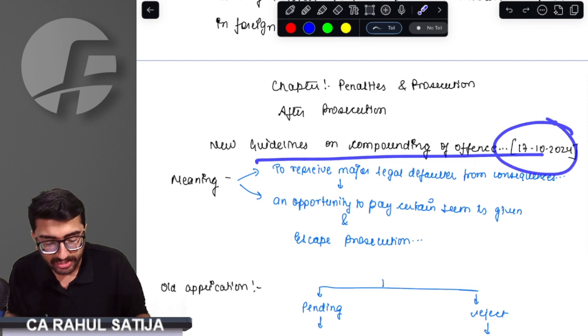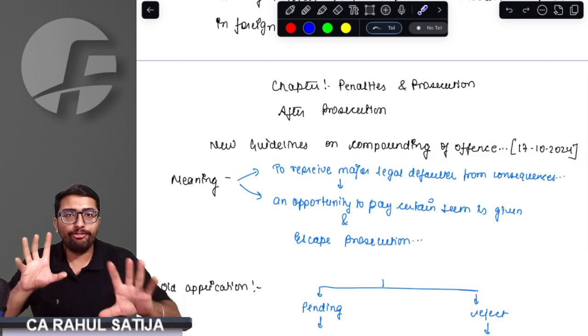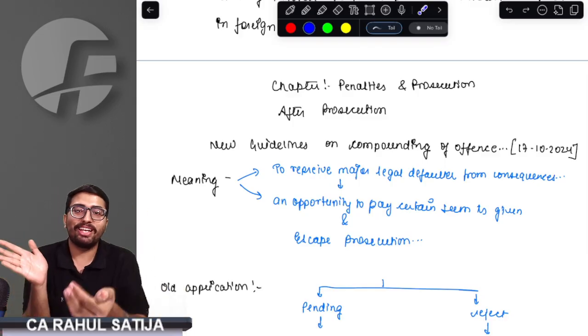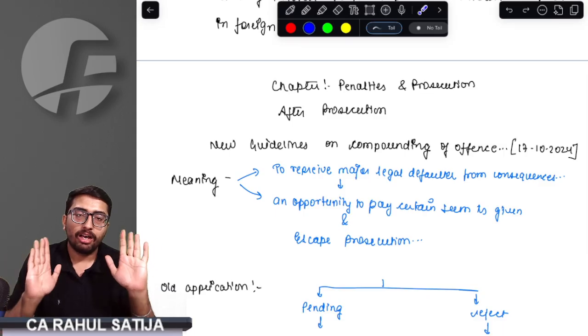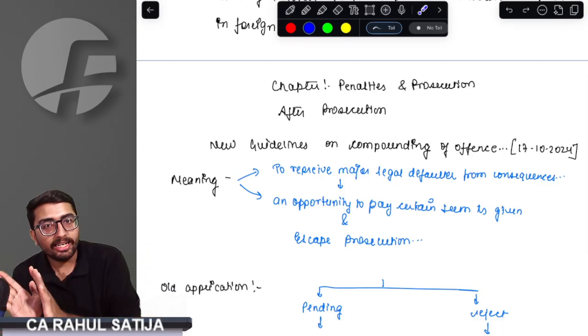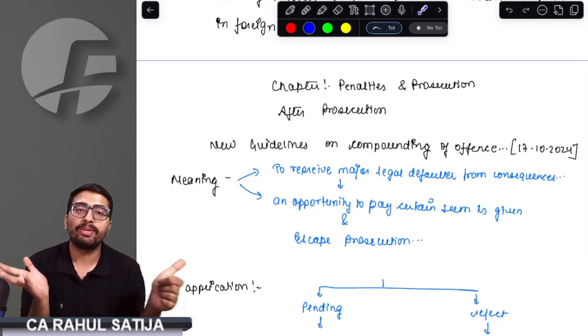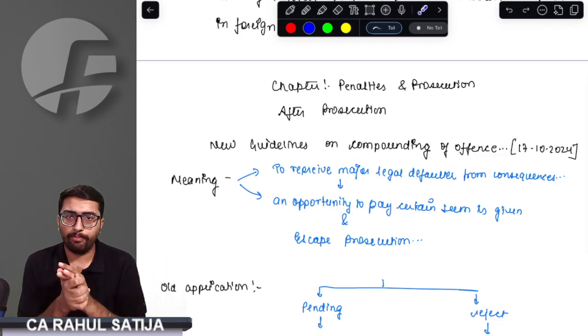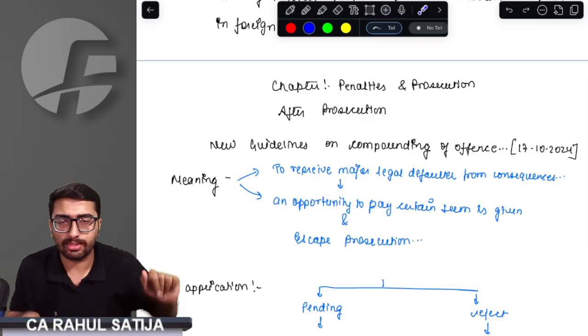What does compounding mean? Compounding means zamanat. We call it zamanat. If you are already in jail, you can come out of jail by paying certain fees to the government. Compounding was already happening in income tax, but with effect from 17 October 2024, a new set of guidelines came. And what were the special points of these guidelines we have to discuss?